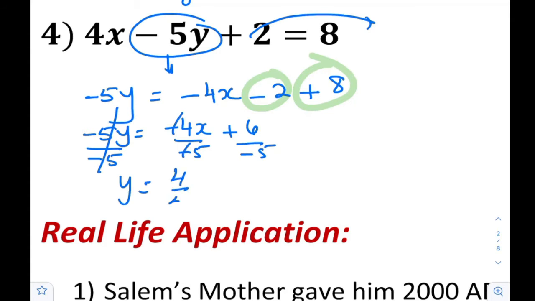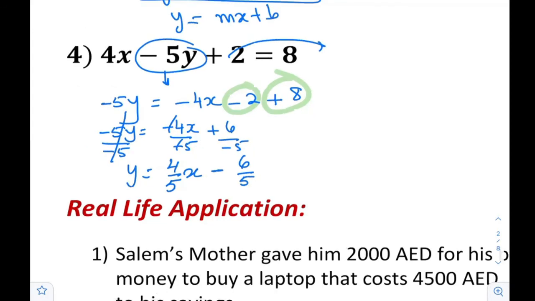Everything. So y is negative over negative, positive, so it is 4 over 5x. And positive over negative, negative 6 over 5. I leave it as it is. You can simplify it, write it in decimal, but we don't need that. And this is slope-intercept form. In this example, my slope is 4 over 5, and my y-intercept, which I call b, is negative 6 over 5.